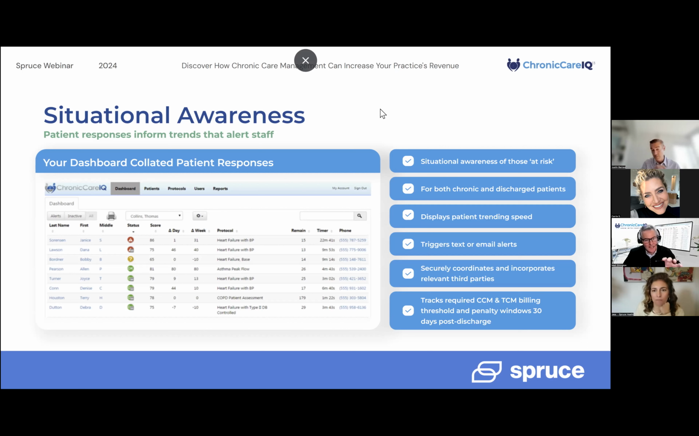$192 an hour is, if you could monetize 20-minute increments perfectly, what Medicare and some commercials are willing to pay you to keep patients out of the hospital. It's an extravagant reimbursement. The trouble is, it's death by 1,000 cuts if you don't have the right type of system. So patient engagement is first.